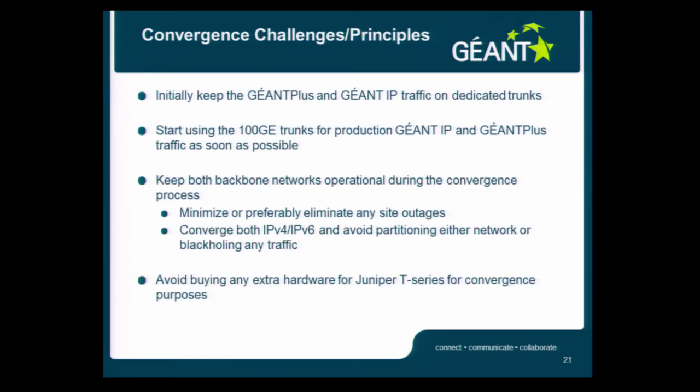There were quite a lot of challenges, or you can say principles. So we had to initially keep GÉANT Plus and GÉANT IP traffic separate because we had GÉANT Plus trunks with 100 gig, GÉANT IP with just some single 10 gig, some with multiple 10 gig, 4 times 10 gig. So we had to make sure that we don't send all the traffic on one of the paths which is just 10 gig and try and fit in there, and that will result in packet loss. And what we wanted to do is start using the 100 gig for production as soon as possible.